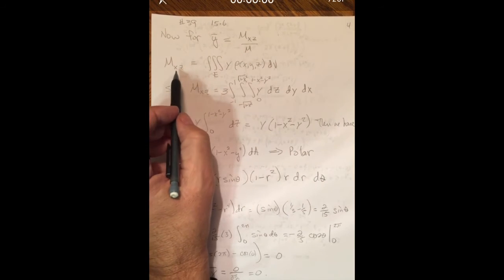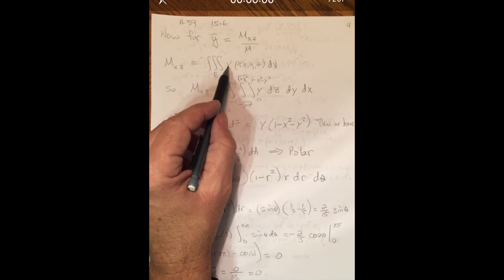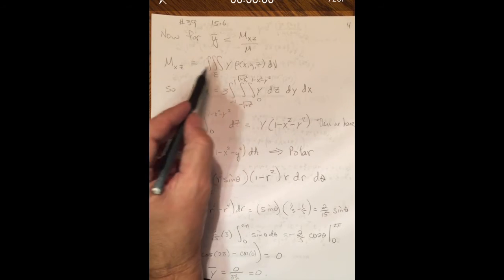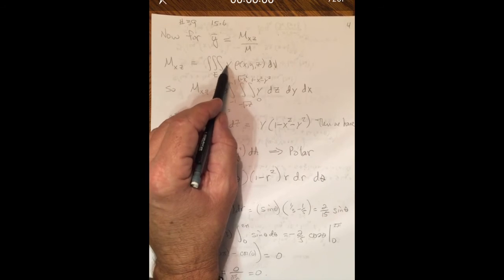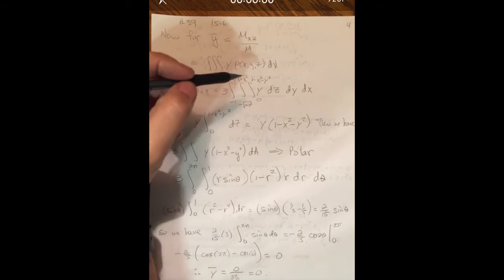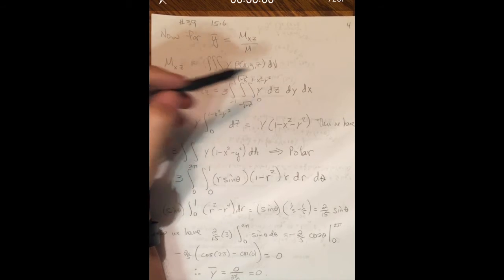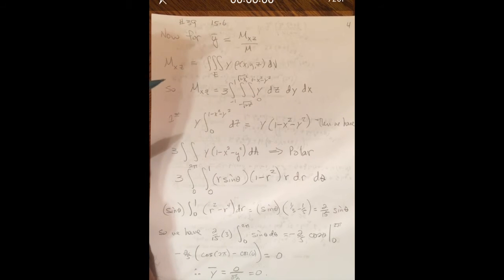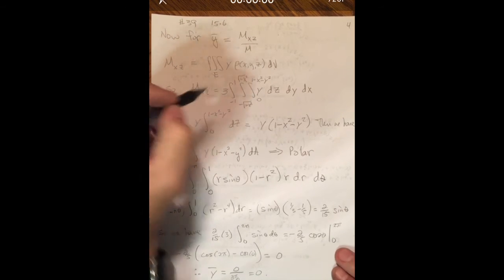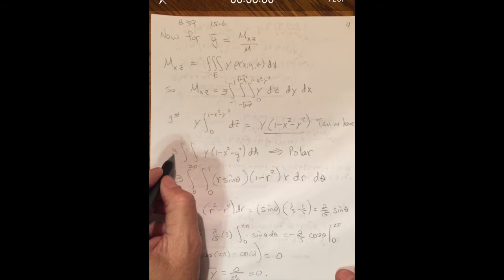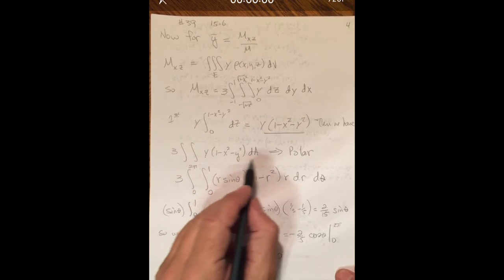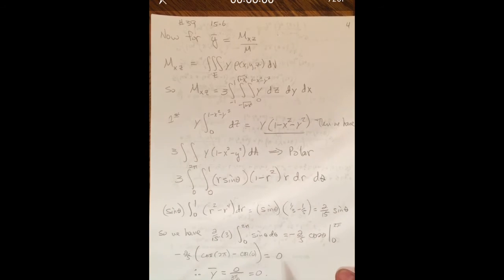So the moment with respect to the xz plane is the triple integral with a y in this. Remember, it's always x, y, z. There's a y missing, so it belongs over here. Same limits of integration. I'm going to do the same thing as for x bar. We can factor the y out. That gives us this. Then we have a 3 out here. Remember, that's our density. And I'm going to switch to polar.